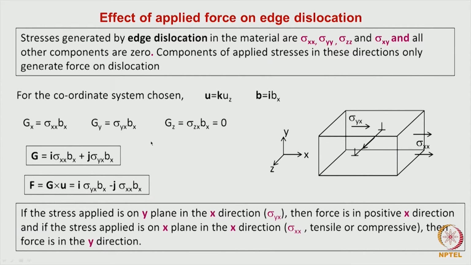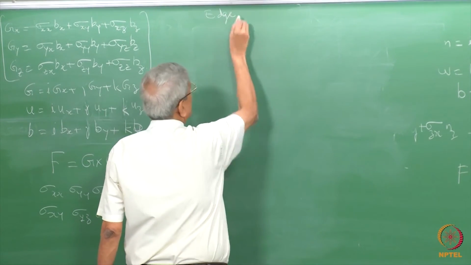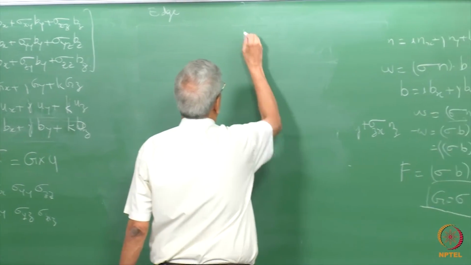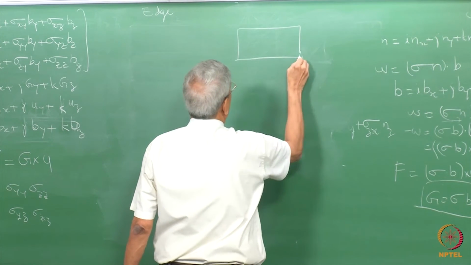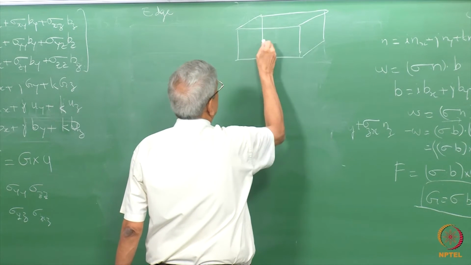Now let us consider the case of an edge dislocation, because so far we have considered a screw dislocation. In the case of an edge dislocation, we assume that we have a dislocation here.